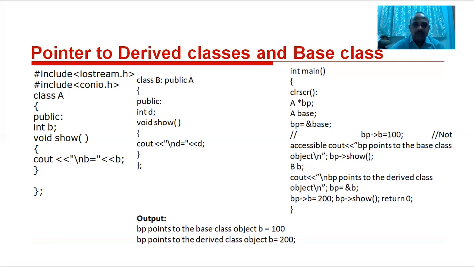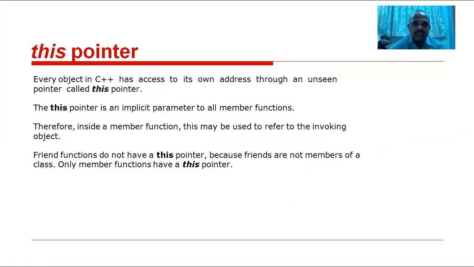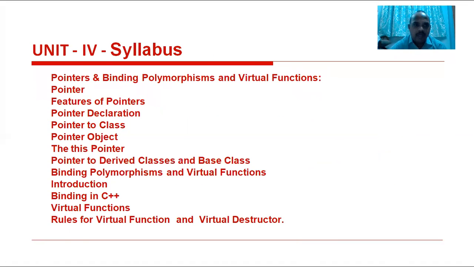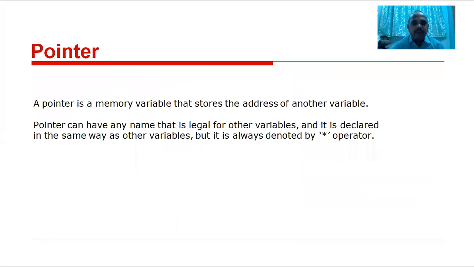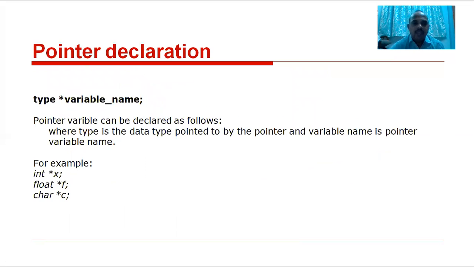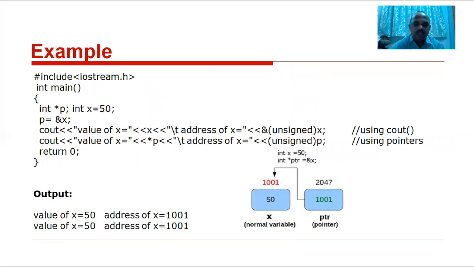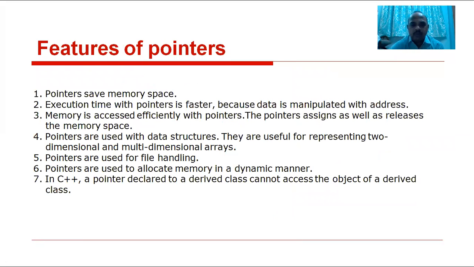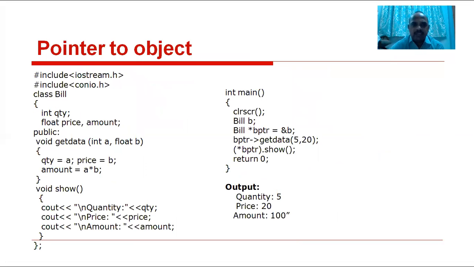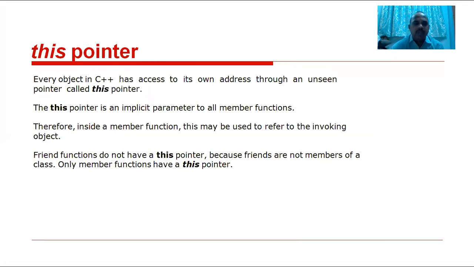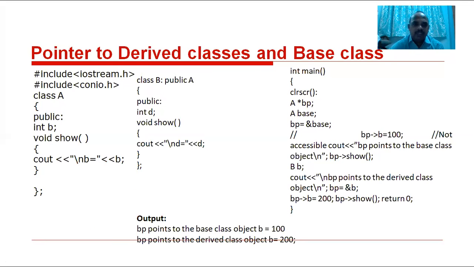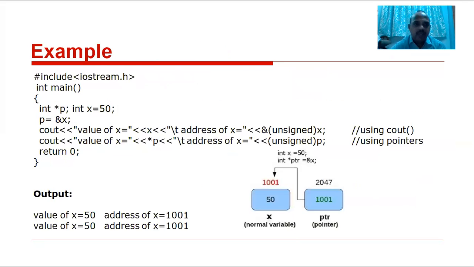So this is today's class, all of you. So remember, all of you, this is the syllabus. Define a pointer. Then pointer declaration, example of this pointer. Then these are the features of pointers. Then pointer to class, then pointer to object, and this pointer. Then the next one is pointer to derived classes and base class. Clear, all of you? So this is the first topic, pointers.